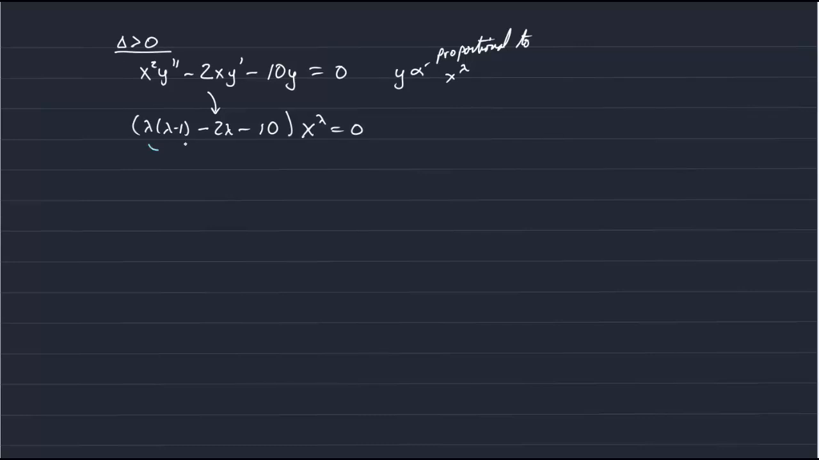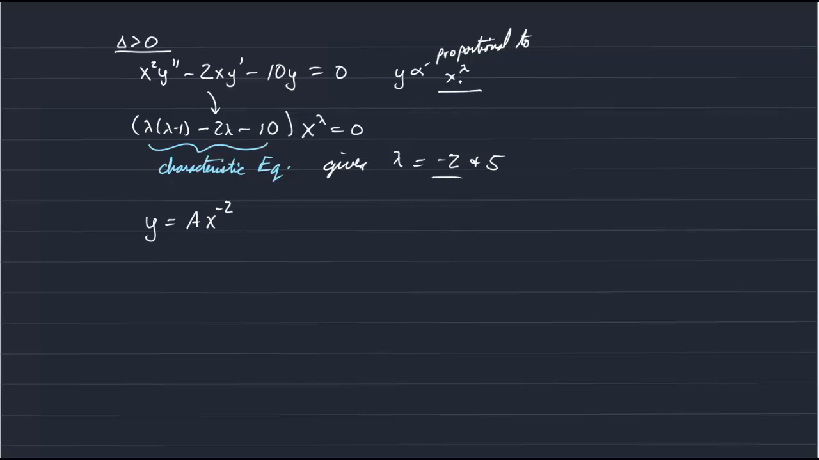And we have our characteristic equation here, which, using the quadratic formula, gives lambda is equal to minus 2 and positive 5. And so this tells us that y is equal to a times, that's our first integration constant, times x to the minus 2. That's our first value for lambda. Again, we've assumed that y is proportional to x raised to the lambda power. And our second solution is b x to the positive 5. So this is our general solution.